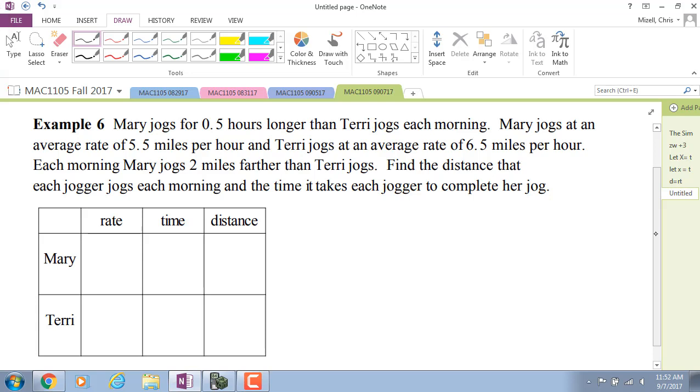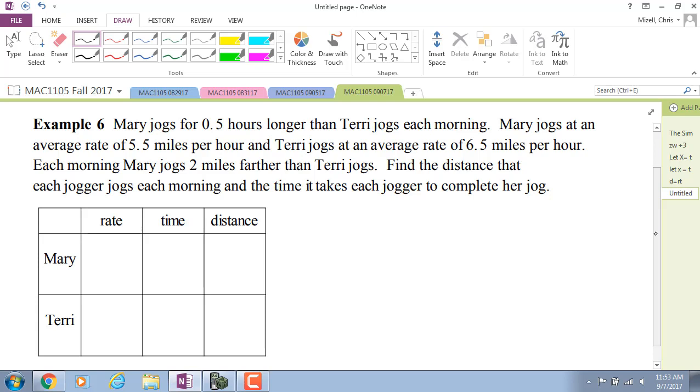Mary jogs for 0.5 hours longer than Terry jogs each morning. Mary jogs at an average rate of 5.5 miles per hour, and Terry jogs at an average rate of 6.5 miles per hour. Each morning, Mary jogs 2 miles farther than Terry jogs. Find the distance that each jogger jogs each morning and the time it takes each jogger to complete her jog. Look familiar?